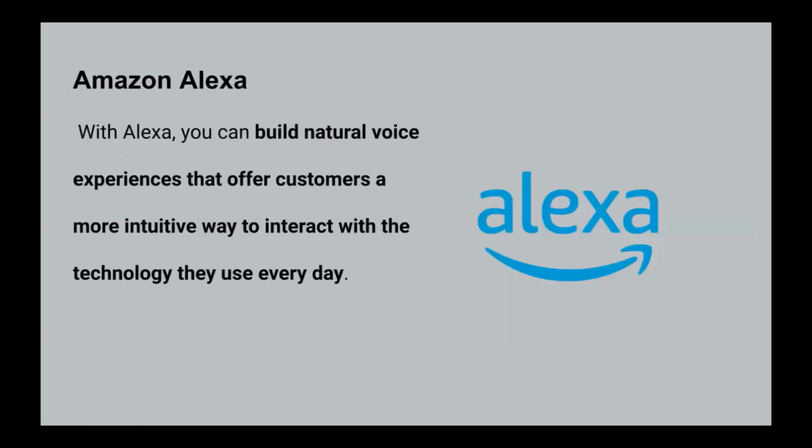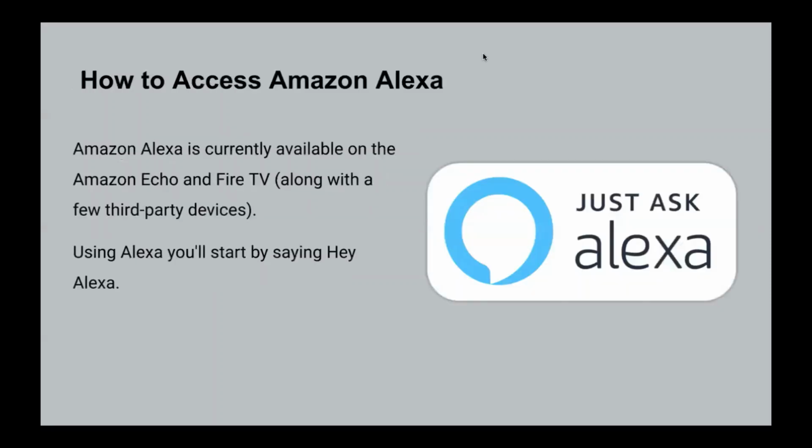All right, and another one is Amazon Alexa. With Alexa, you can build natural voice experiences that offer customers a more intuitive way to interact with the technology they use every day. So how to access Amazon Alexa? Alexa is currently available on the Amazon Echo and Fire TV, along with a few third-party devices. Using Alexa, you'll start by saying, "Hey, Alexa."